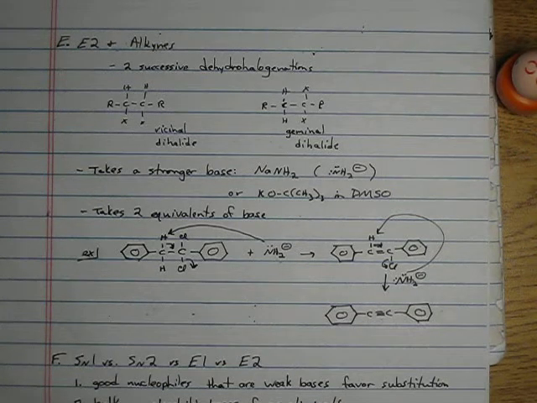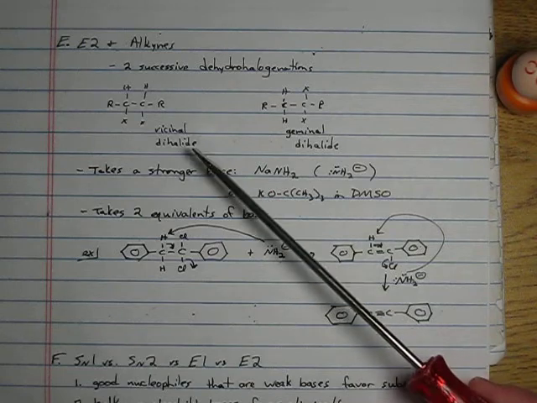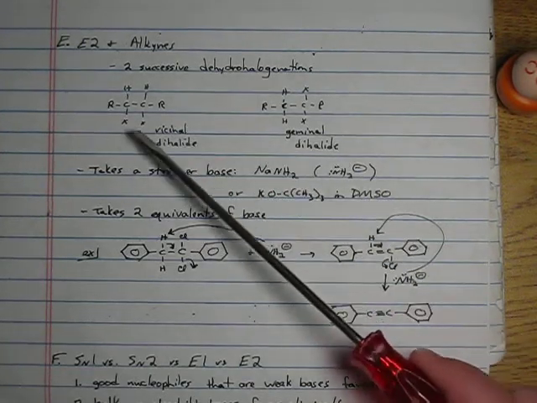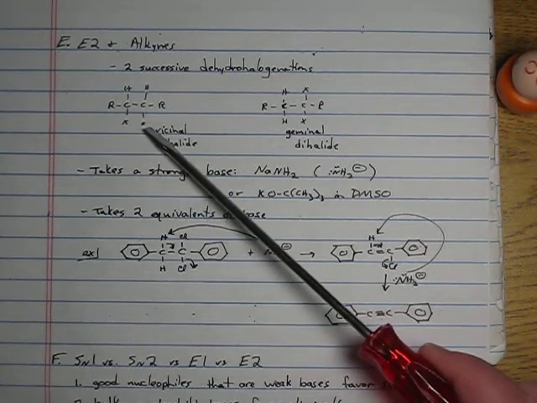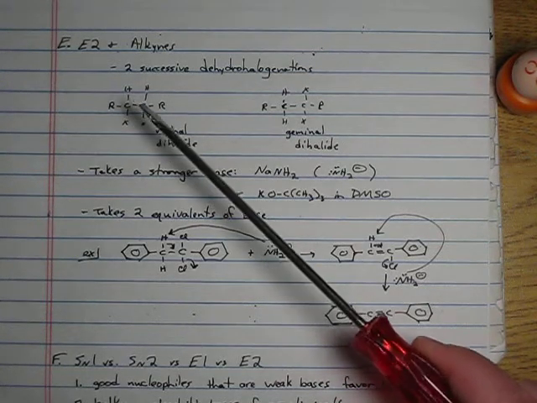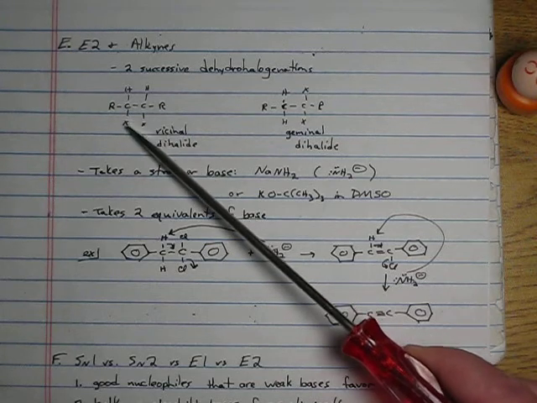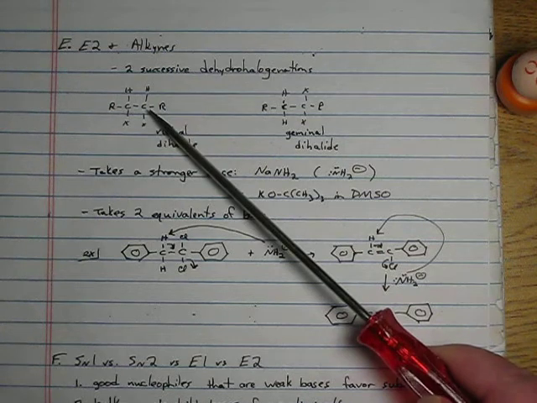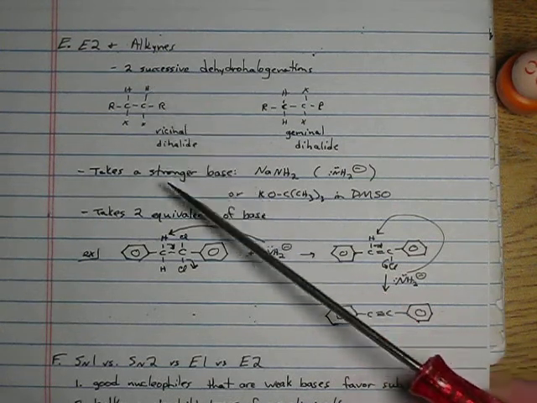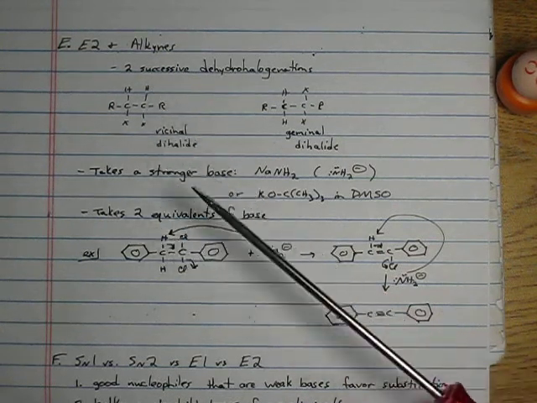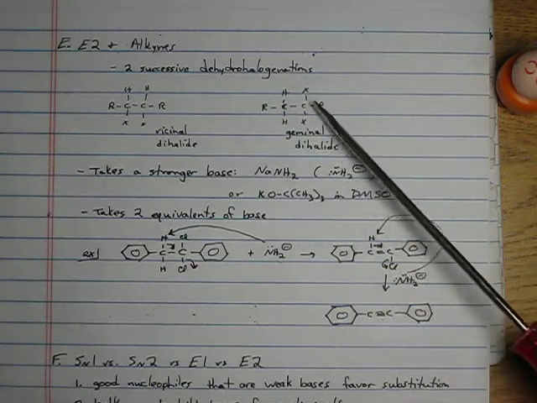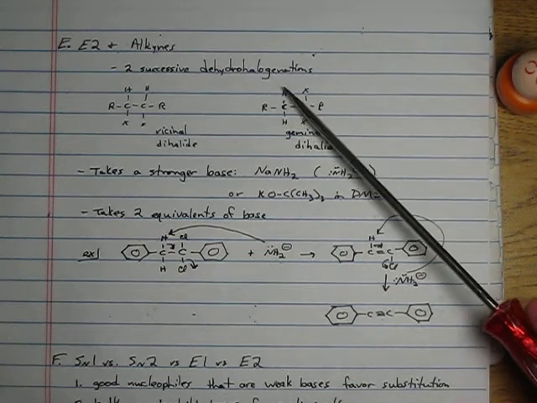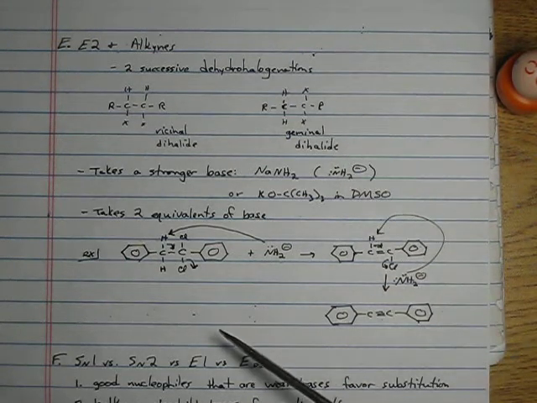But if you start with either a vicinal dihalide or a geminal dihalide, vicinal dihalide, we have two halogens vicinal, in the same vicinity. We have a carbon with a halogen on it, a good leaving group, and a hydrogen, and next door, the carbon next door also has a halogen and a hydrogen on it, a vicinal dihalide. Or you can have a geminal dihalide. Both halogens are on the same carbon, and the carbon next door has two hydrogens on it.